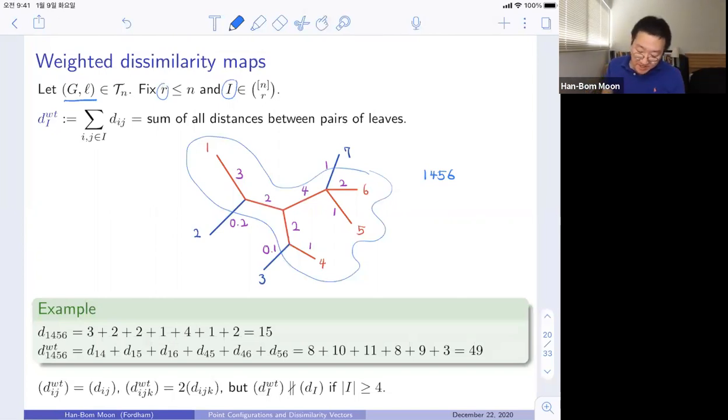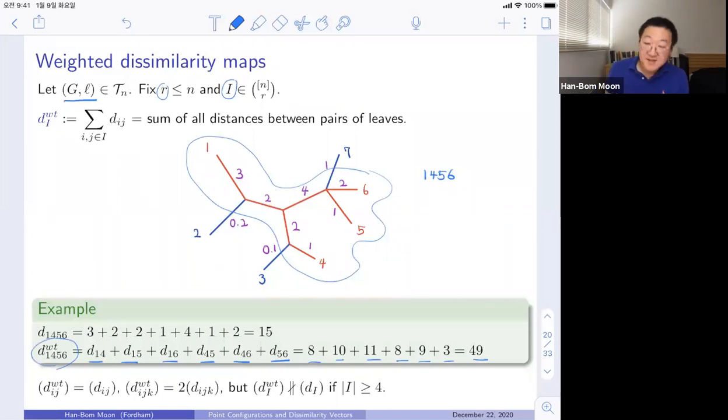So in this subtree, we have 4 vertices. So there are 4 different paths connecting 2 of them. Our definition of the weighted dissimilarity is that we are going to add the pairwise distance of any pair of vertices of leaves in the subtree. Then we can compute the length of each path, take the sum, then we will get a different number.